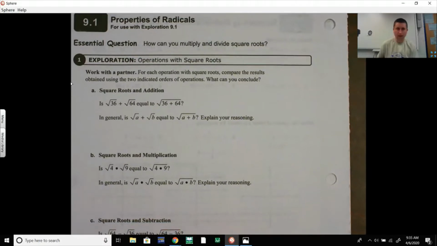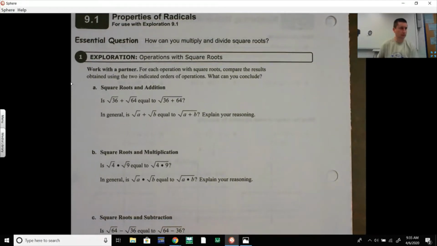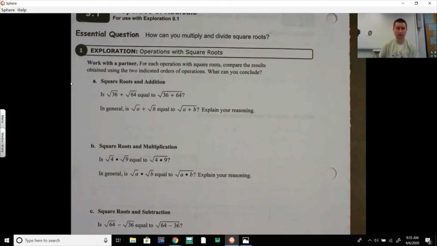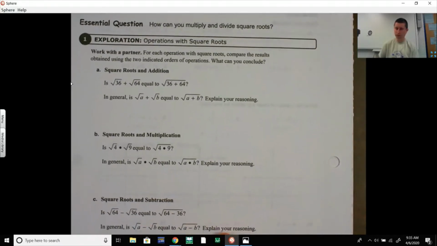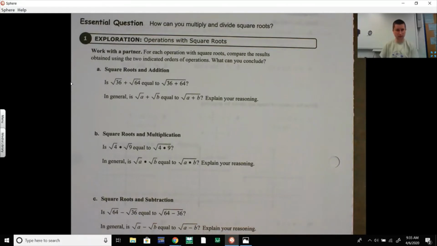A few properties of radicals. We're probably going to barely get halfway through what this lesson really is, but just give you a little introduction into it. You'll see stuff that we did in 9.0 is going to come back and play in here as well.